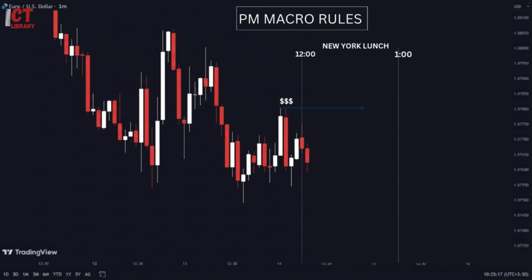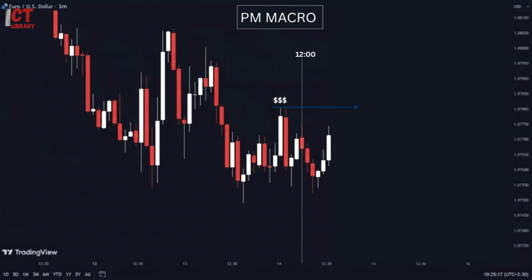When does the New York lunch period officially end? It wraps at 1 p.m. New York local time, right here. So the window from 12 o'clock to 1 o'clock is our New York lunch consolidation zone. If the bias is bearish, what does the market typically do? It clears stops during that lunch hour.